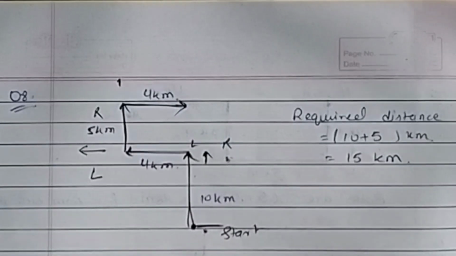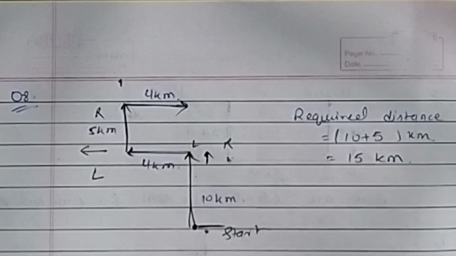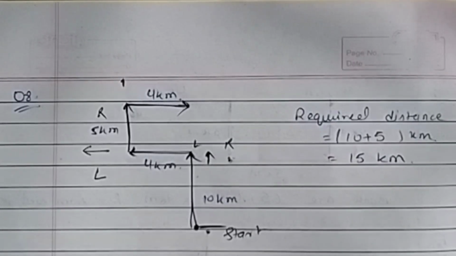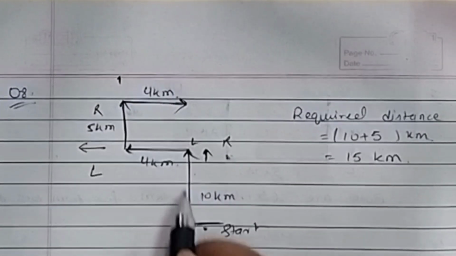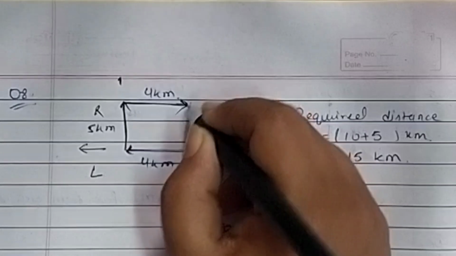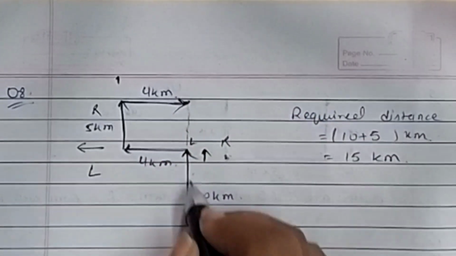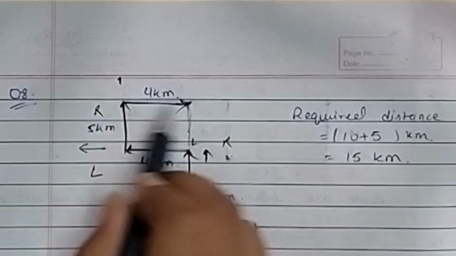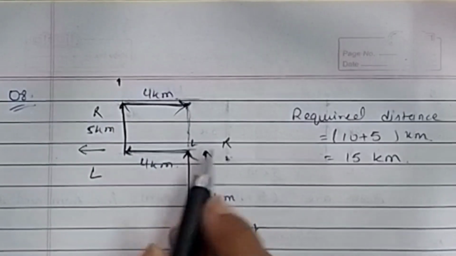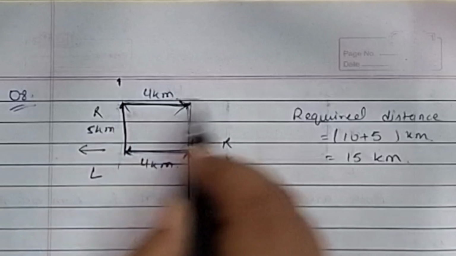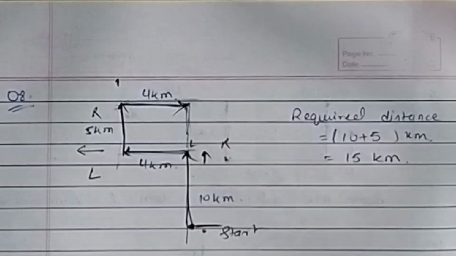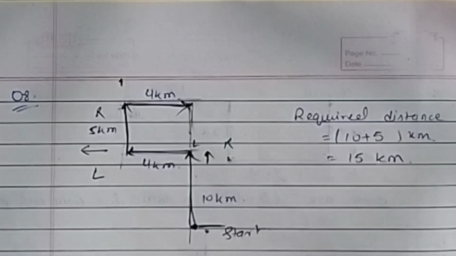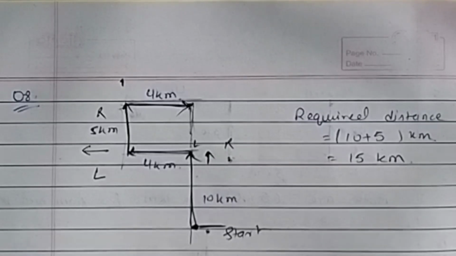So yeah, he covers 4 kilometers again in the right direction. Now how far is he from the starting point? So the starting point is here, and if we see, this is parallel to this. So if we add this distance and this distance, which equals 5 kilometers, because 4 kilometers and 4 kilometers are parallel, we can add these 5 kilometers in this. So the required distance will become 10 plus 5 equals 15 kilometers, and hence we can say that he is 15 kilometers away from his starting point.